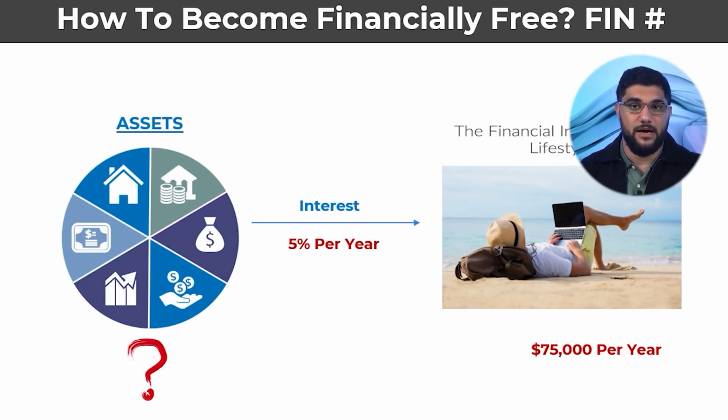Let's take a quick look at an example to see how we can reverse engineer what our financial independence number is. Let's say, for example, I'm looking to generate $75,000 a year. That's the kind of income that I'm looking for. And let's say by the time I retire, my investments or my assets earn 5% a year. So if I want to reverse engineer how much money I need to become financially independent, I take 75,000 divided by the 5% to get my FIN number.